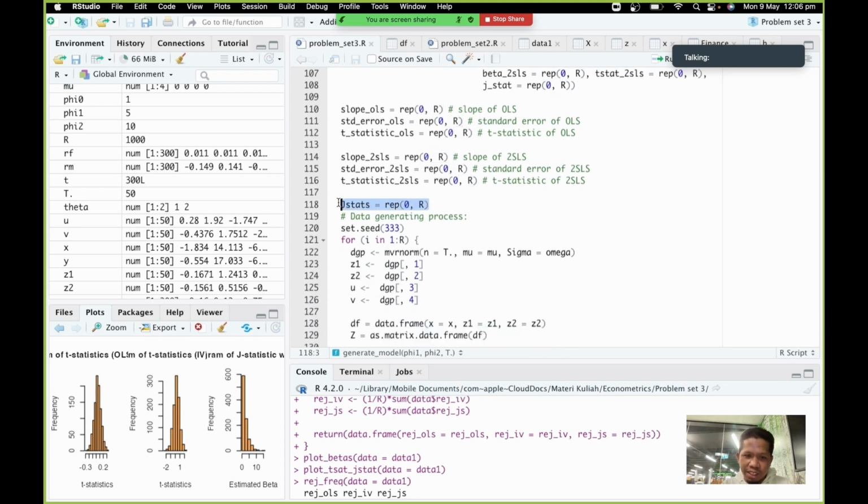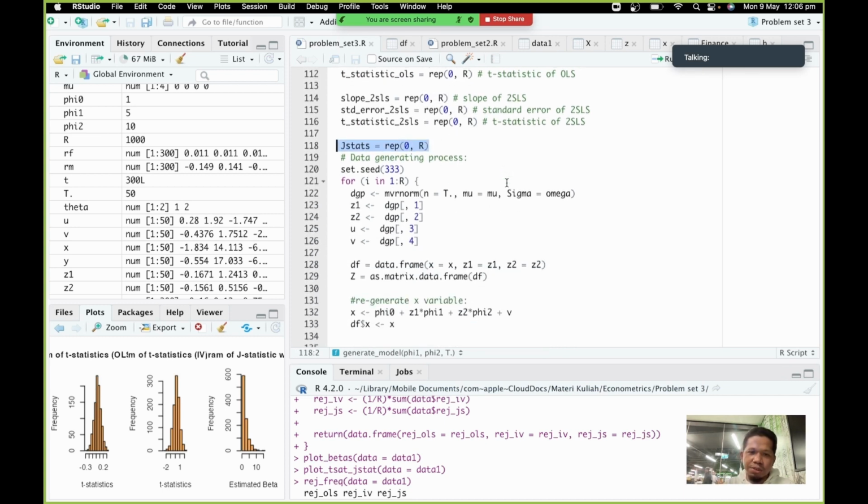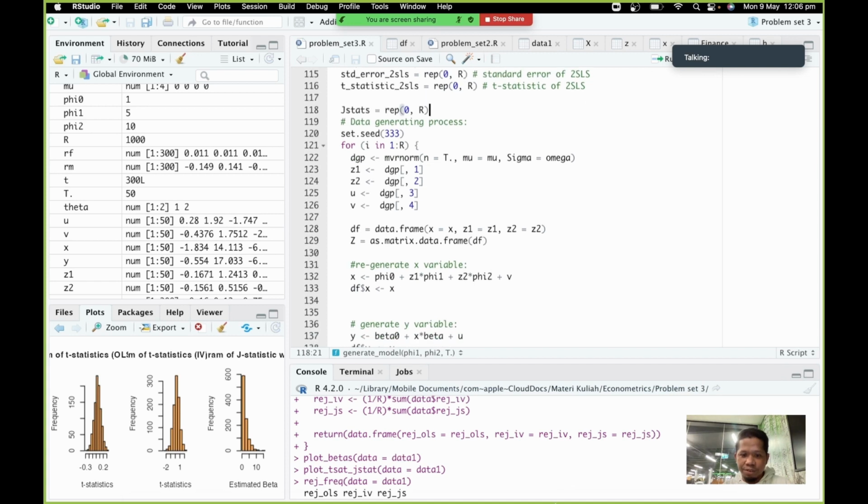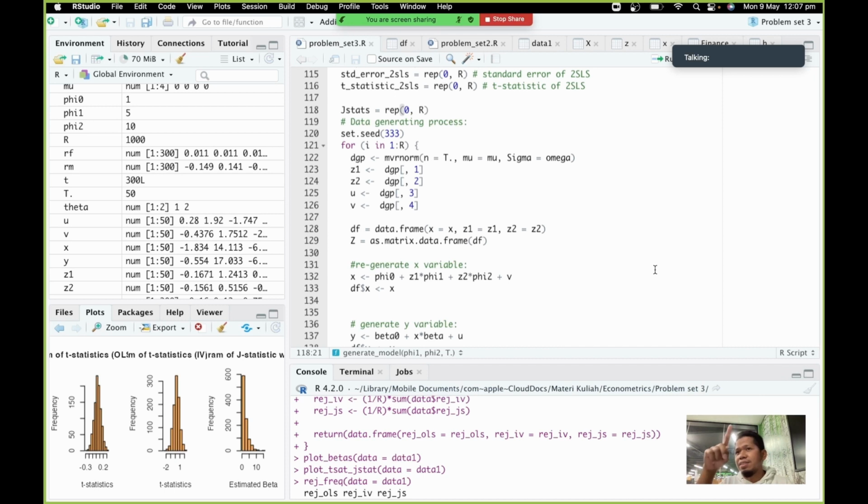And then also the J stat here, because we are also asked how to define the J stat. If we open the material from Professor Firmin, we can see the J stat is actually n times the Qn. Qn is like the equation of the IV, times the matrix of Z prime Z over n, take the inverse, and then multiply it again with yt minus xt beta times z. That's one.